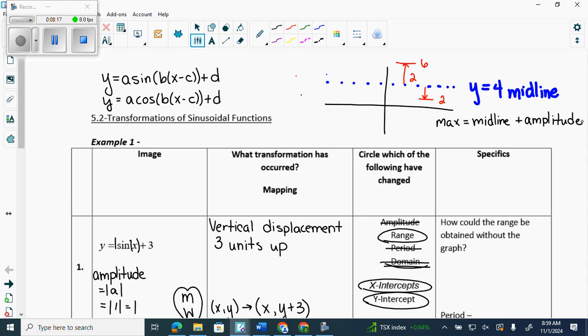The vertical displacement. So fun fact, this is the D. Remember it's A, B, C, D, right? The D is the midline, because the only thing that can move that y equals 0 line is the vertical displacement. So the vertical displacement is the midline. There is no vertical displacement in the sine x graph, the parent one that I gave you yesterday. It starts at y equals 0. The vertical displacement gets me my midline, right? So instead of saying midline plus amplitude, I could say D plus absolute value of A.